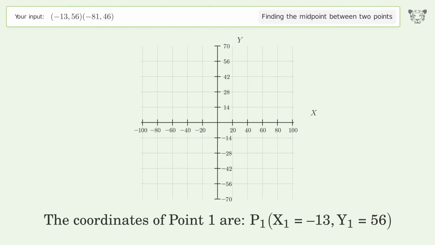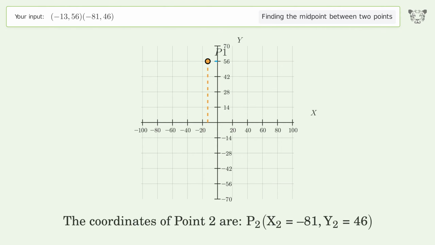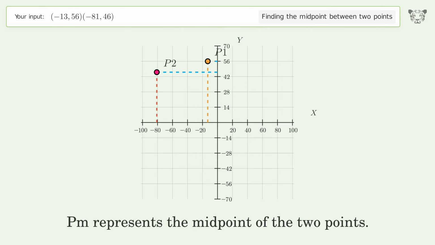The coordinates of point 1 are, x1 equals -13, y1 equals 56. The coordinates of point 2 are, x2 equals -81, y2 equals 46. PM represents the midpoint of the 2 points.